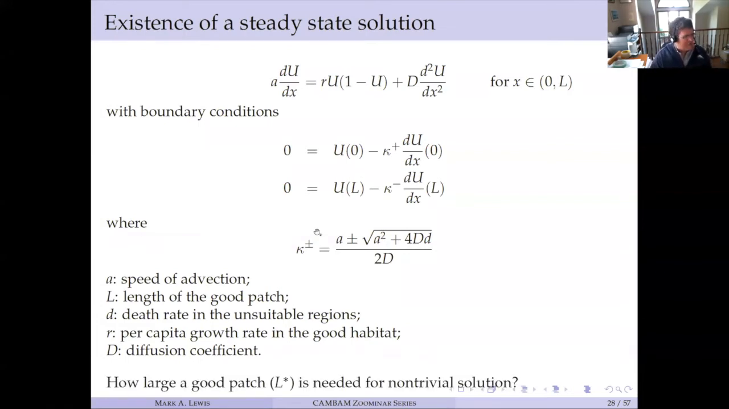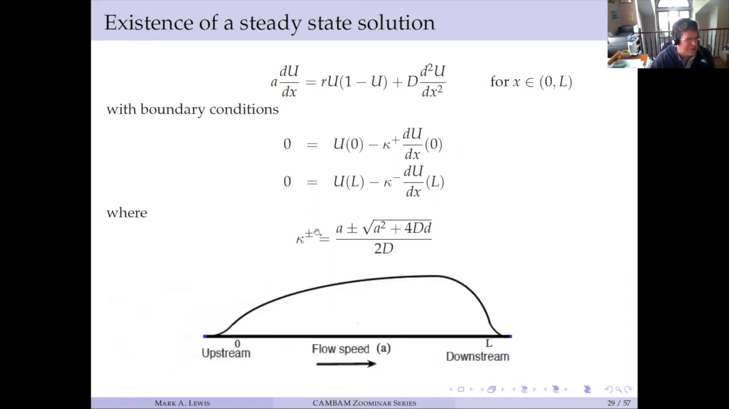Then we ask ourselves, how large a good patch do we need for a non-trivial solution to this problem? This is the picture here. This is the upstream side, this is the downstream side. The flow is moving to the right. We have boundary conditions that relate the density to the slope on the upstream side and the downstream side, and they're different. So this would be a possible non-trivial solution to the problem at the top with the boundary conditions.